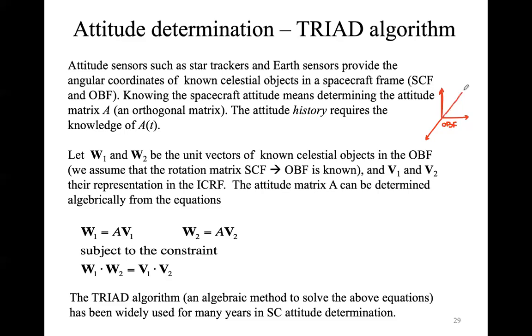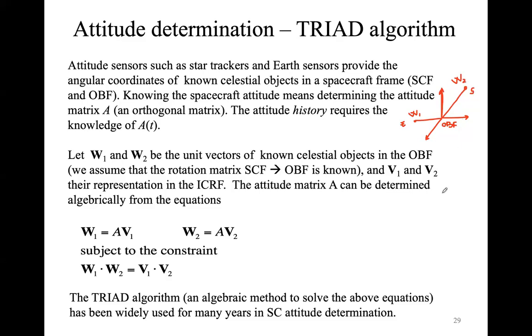For example, that would be the Sun. And here we have the Earth. Okay. So in our TRIAD algorithm, this is W1 or could be W2. We're going to see that in detail later. But it is the position of these two bodies in the optical bench frame.